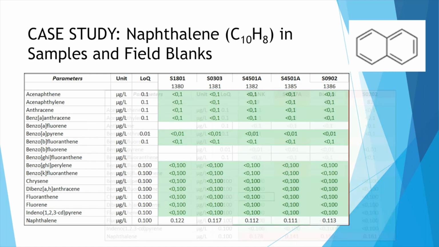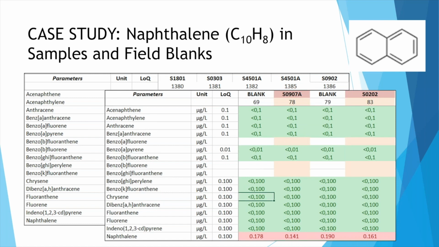But looking along the spreadsheet of the rest of the data, when you have a look at the blank results, you can see that there were detections also in the blanks for naphthalene. Essentially, what this does is completely invalidate the samples for that parameter, for that monitoring round. So we had to get an investigation underway with the laboratory to find out why that was happening.